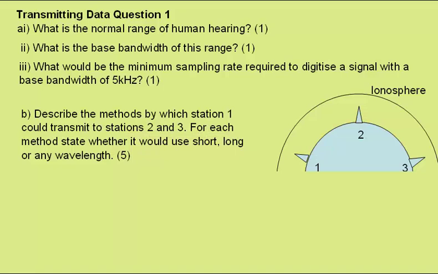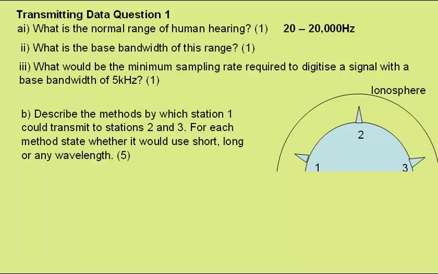Transmitting data, question 1. The first part of A is just a factual recall question. You must learn your facts. What is the normal range of human hearing? For just 1 mark. Well, it's from around 20 to 20,000 Hertz. You would be given some leeway on these figures.